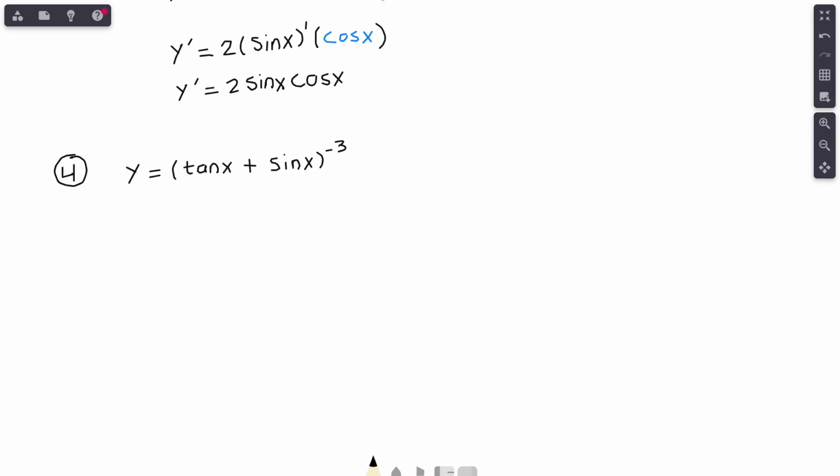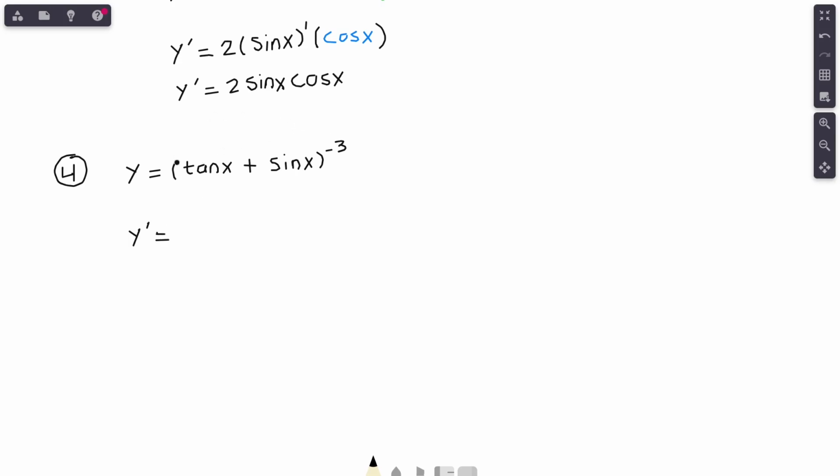All right, so number 4 is we have y equals tangent of x plus sine x to the negative 3. And we want to take the derivative using the chain rule. Okay, so similar to before, we're going to take the derivative of the outside and then multiply by the derivative of the inside.